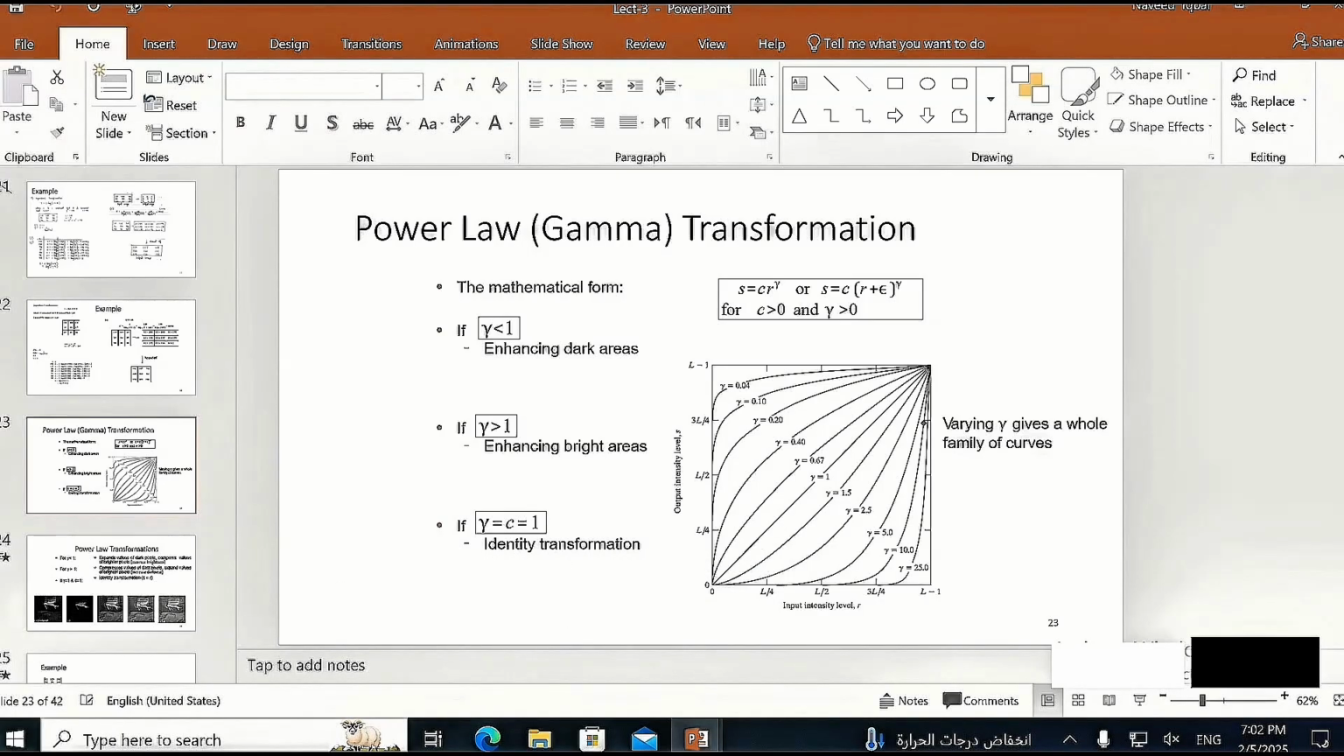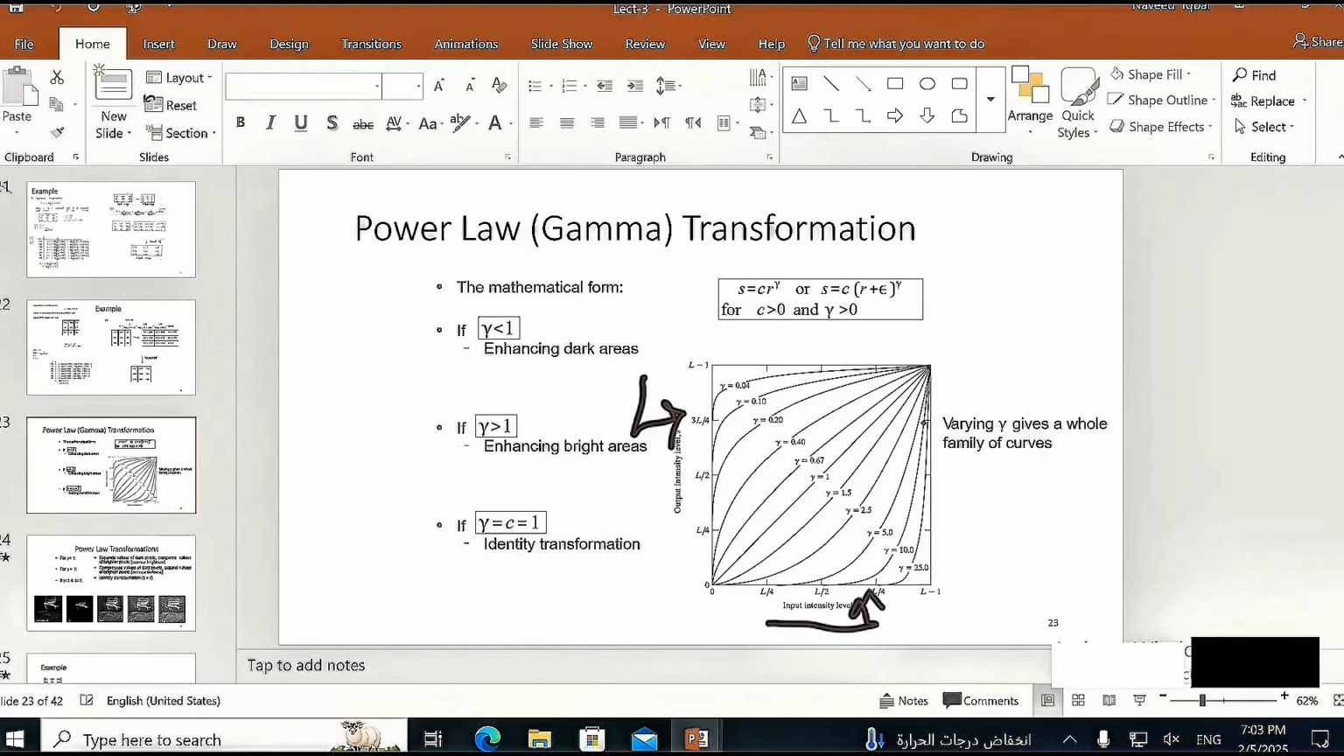This is a general formula. So one way is this one, to understand it. The other way, because you see here it does not make sense: this is 0 to L minus 1, 0 to L minus 1. Since I am transforming the image, the transformed image should have the same intensity levels.